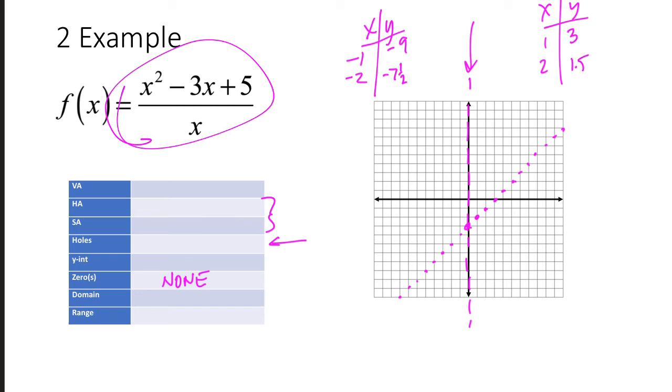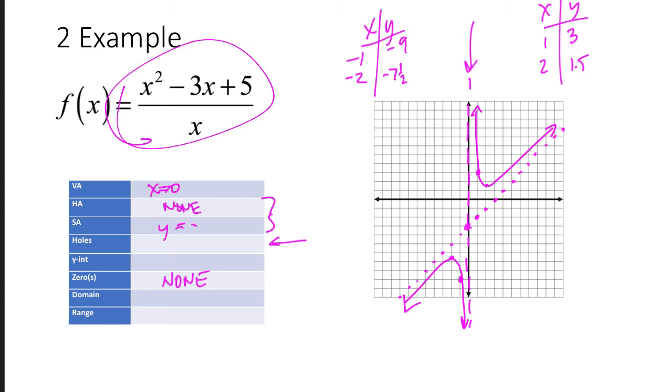So let me plot those points. Negative 1, negative 9: 1, 2, 3, 4, 5, 6, 7, 8, 9. I believe that's 9, which makes this 7.5. So here's what this picture looks like over here. And then 1, 3 is here, and 2, 1.5 is here. So this is going to look like that. I'm sorry this all got erased. I'll put it back in for you really quick.